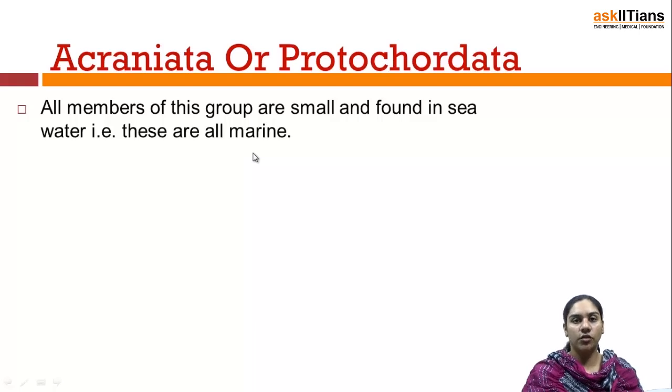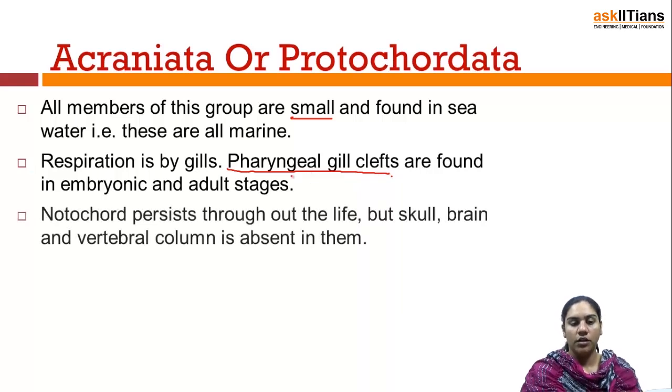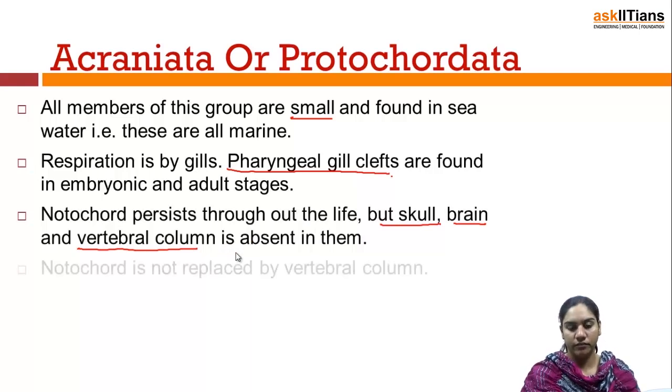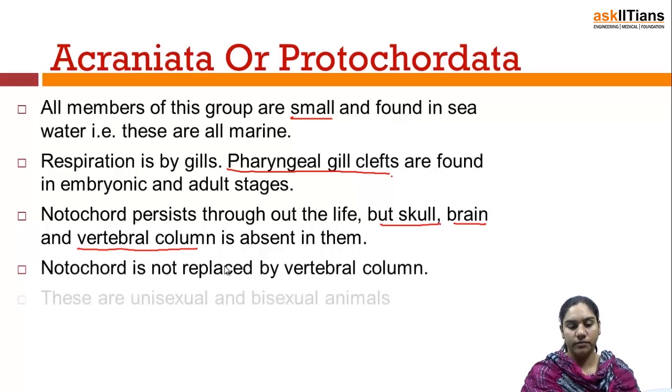All the members of this group are small and they are found in the seawater, that is, these are all marine. The respiration is by gills and pharyngeal gill clefts are found in the embryonic and the adult stages. The notochord persists throughout the life, but skull, brain and the vertebral column, these three parts are absent in them. The notochord is not replaced by the vertebral column.